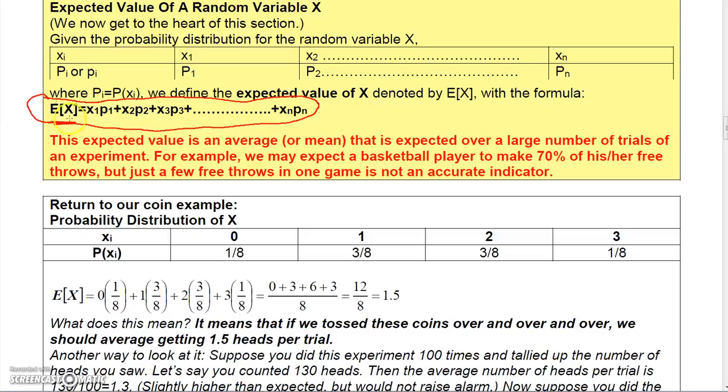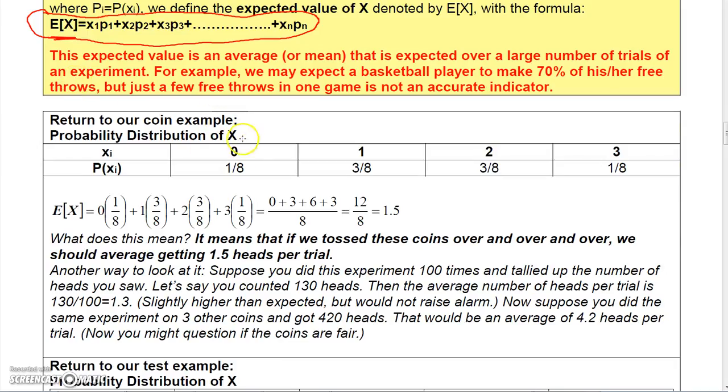But basically, to calculate the expected value of a random variable, once you have the probability distribution table like this, you just take each x and multiply it by its probability. So here, I would take 0 times 1/8, and then add to that 1 times 3/8, and add to that 2 times 3/8, and add to that 3 times 1/8. When I add those all up, I get 12 out of 8, 12/8, which is 1.5.